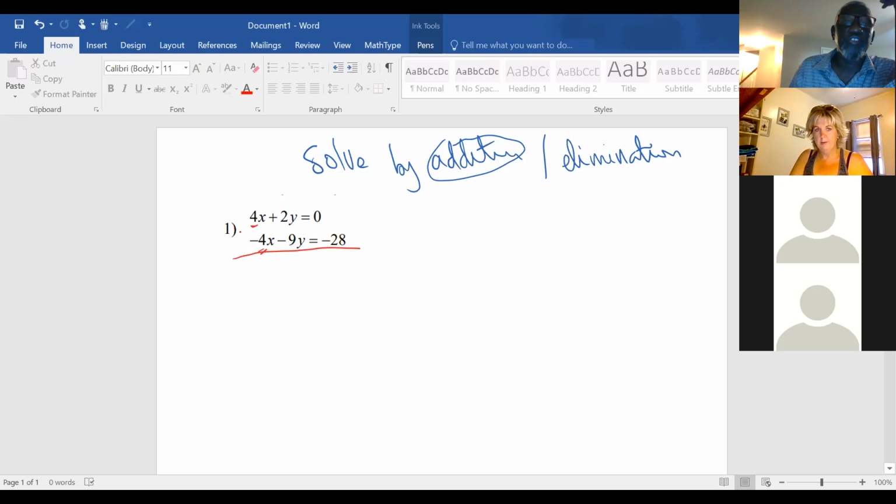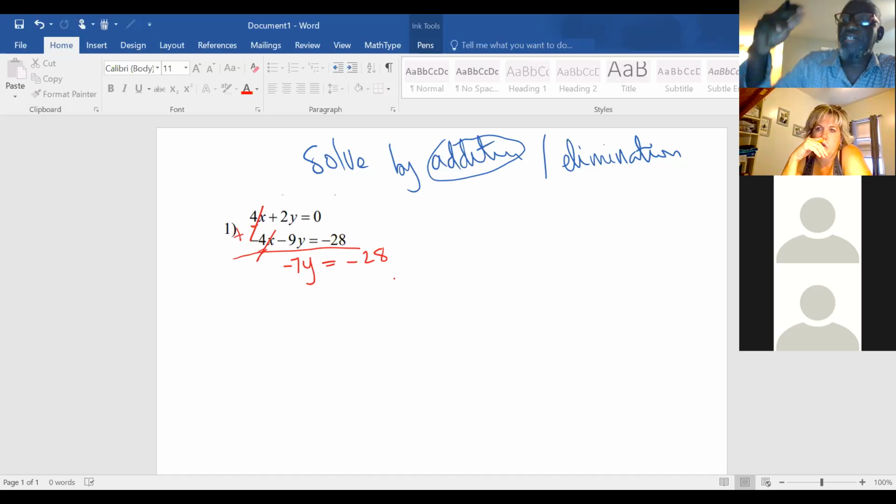So when we add them up, you see, that system is ready. So we have 0x, the X is gone. How many Y's do we get? Here we have to watch out for the negative signs. 2 minus 9 is -7y, right? Equal, what do we get on the right side? -28, right? You see, the elimination method or the addition method works very well because once you add them up, one variable collapses, right? You are left with only one variable that you can solve easily.